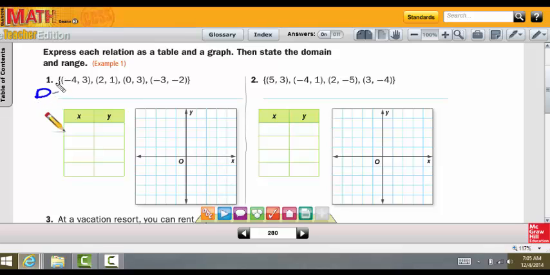We're going to do the domain, and that is going to be all of our x values, so we're going to look here, here, here, and here. Find the least, which is -4. The next least would be -3, followed by 0 and 2. Don't forget to put your brackets around your domain and range. And then for the range, we're going to use the y values.